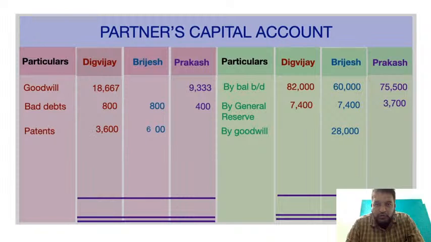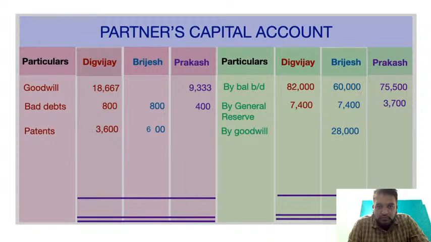The goodwill, as I told you, Brijesh is leaving the business, so he gets that 28,000, which is being distributed, as I showed you in the calculation a minute back. Digvijay pays 18,667 out of this 28,000, and Parakram pays 9,333. For bad debts from revaluation, if you remember, there was 800, 800, and 400. And the patents are 3,600, and all three will be paying towards it.